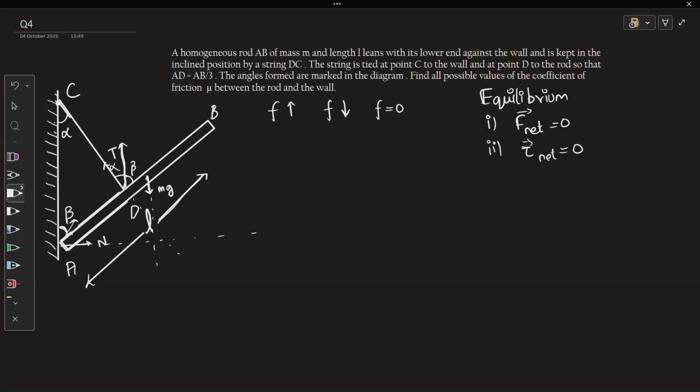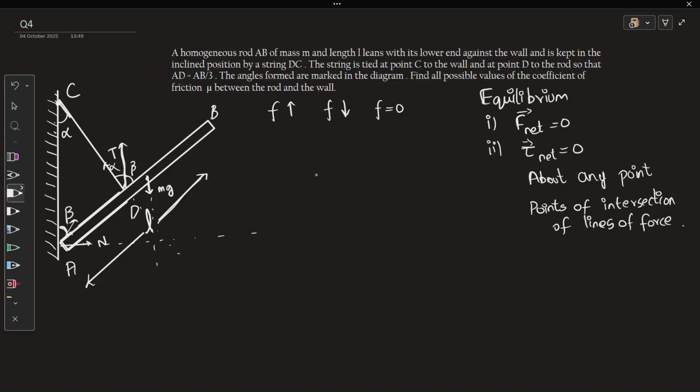If net torque is 0 about any point in the plane, about any point, it is 0. Okay. So it must be 0 along the point of intersection of all the lines of force.